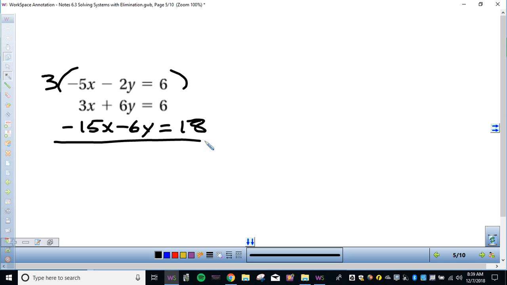Well, if I cancel out x's, then I have to multiply both equations, so it's more challenging. So I'm going to cancel out y because I can just multiply that top equation by 3 and the y's cancel. Okay? So 3 minus 15 is what? 3 minus 15?